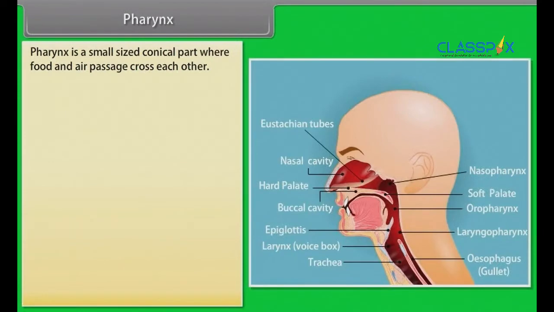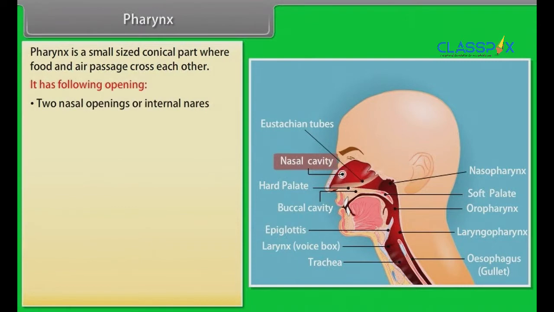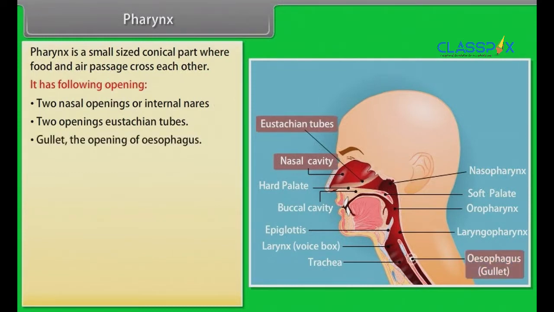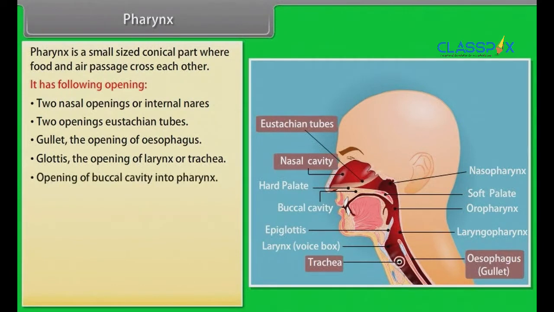Pharynx. The pharynx is a small-sized conical part where the food and air passages cross each other. It has the following openings: two nasal openings or internal nares, two openings of the Eustachian tubes, the gullet, the opening of the esophagus, the glottis, the opening of the larynx or trachea, and the opening of the buccal cavity into the pharynx.